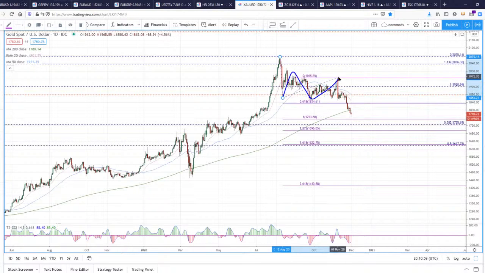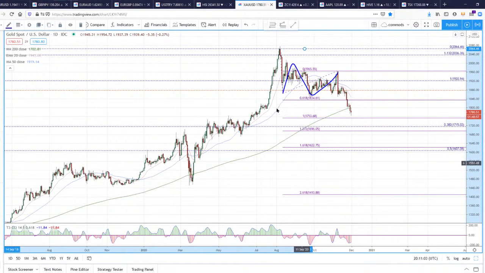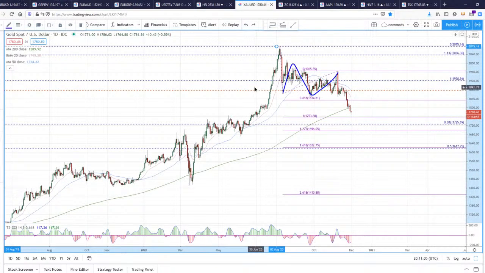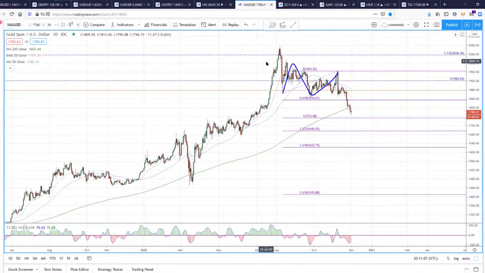Another good sign of a correction is 50% of the most recent swing. Although 50% is not a fib number, you'd be amazed how often a market will stop at a 50% retrace.